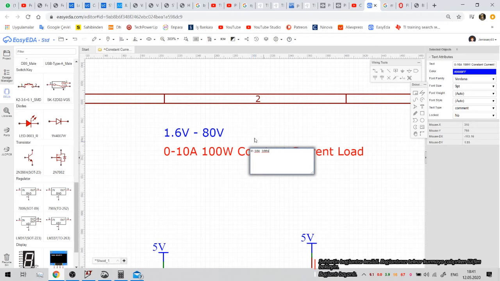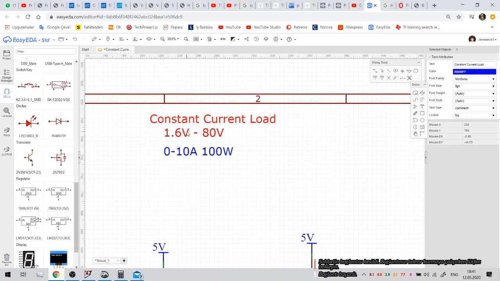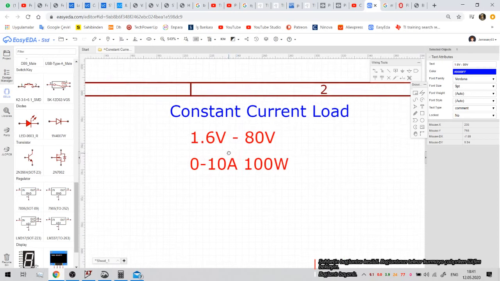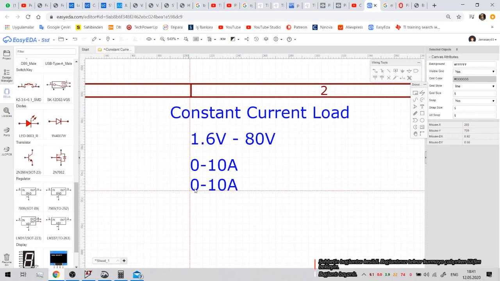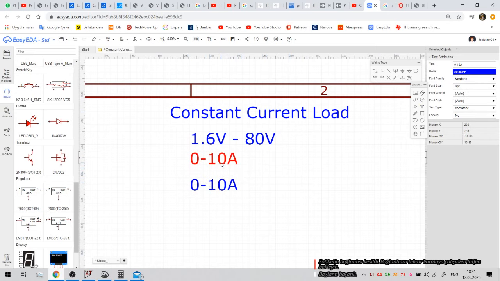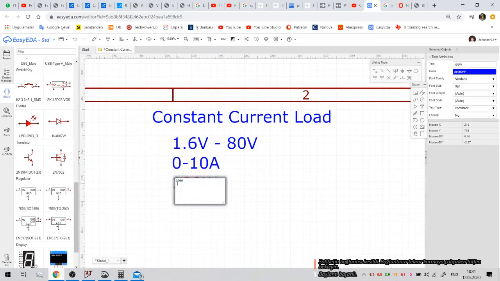Yes, I need to change the rating. This power is also a limiting factor, up to 100 watt. Yes, this is maximum ratings also. I can say 0 to 100 watt.